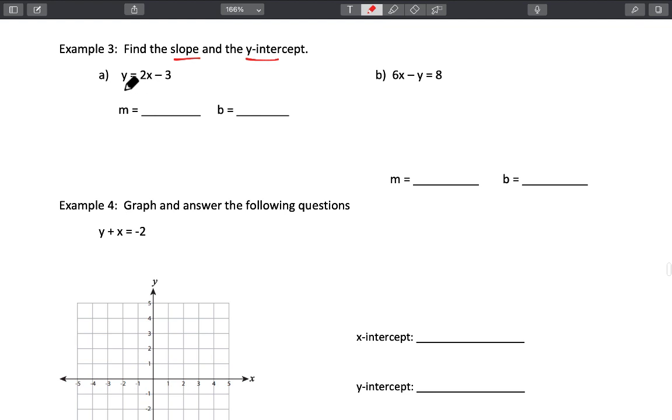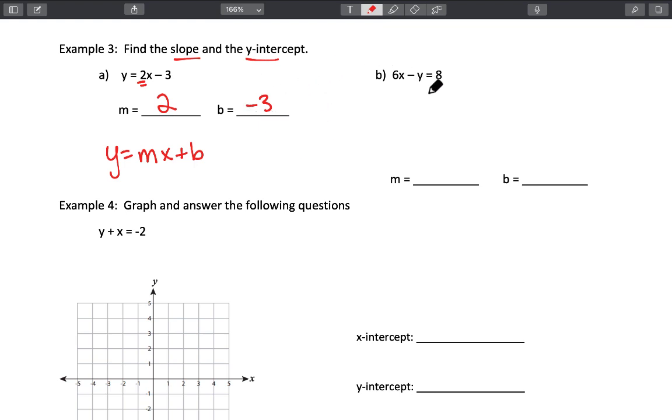It's given to us in slope-intercept form. There's nothing I need to do to rearrange this. As long as it's in y equals mx plus b format, I can simply read the number that's in front of x to be my slope, and the number that stands alone, the constant, to be my y-intercept. So my slope is 2, and my y-intercept is -3.